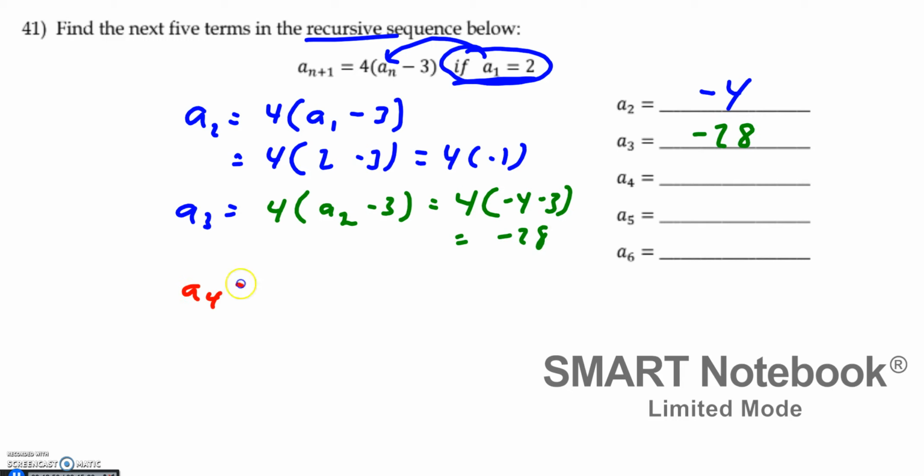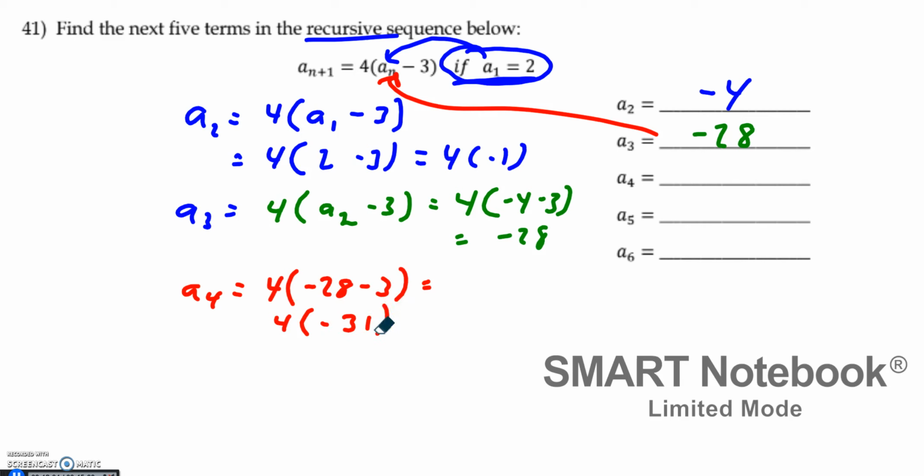If I want to find a sub 4, you are taking the previous term and plugging that in for a sub n. So to speed it up a little bit, it would be 4 times negative 28 minus 3. So that would be 4 times negative 31, which is negative 124.